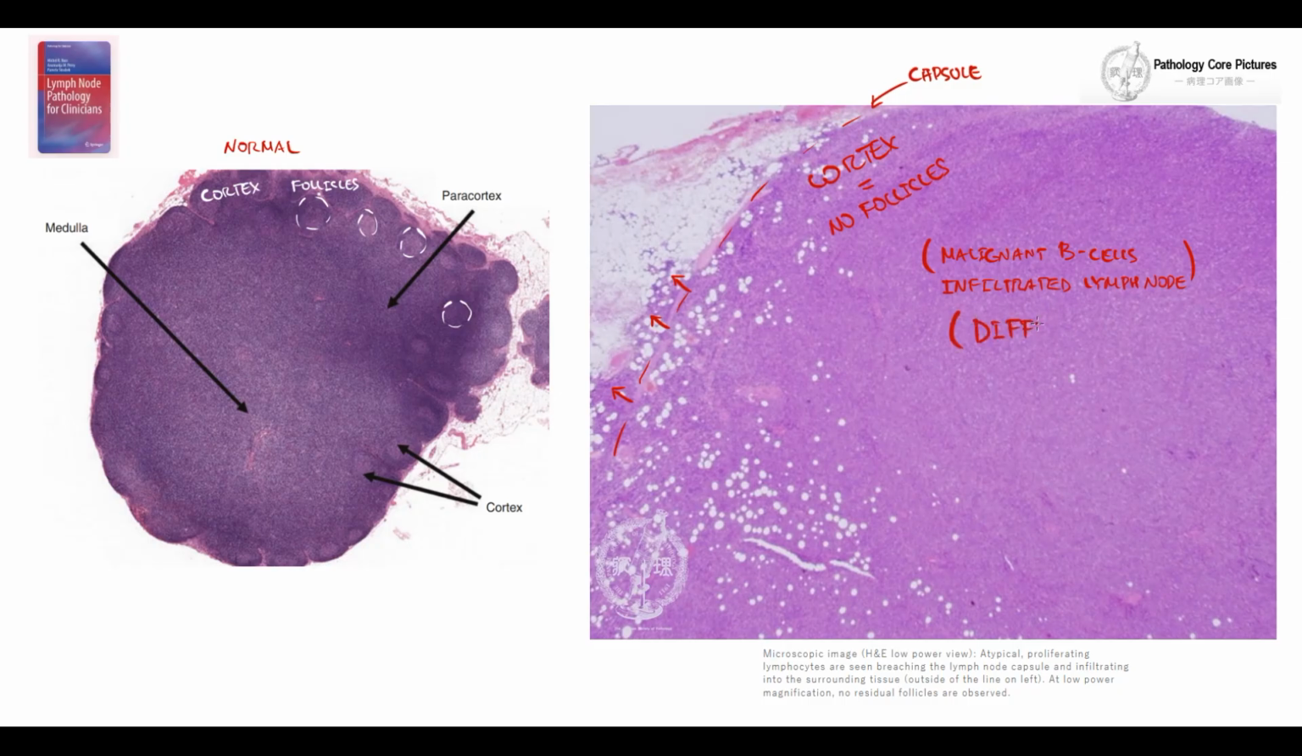The word diffuse in the name is the histologic key. No nodules, no follicles, no architecture, just a sheet of large, atypical malignant B cells replacing everything. That diffuse effacement pattern distinguishes diffuse large B-cell lymphoma from follicular lymphoma, which at least maintains a nodular growth pattern even as it effaces normal zones.